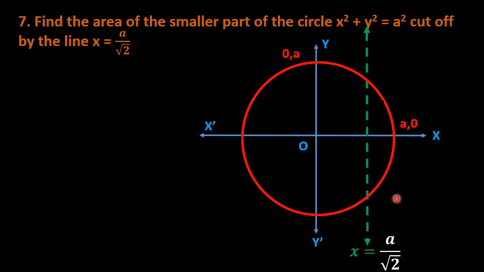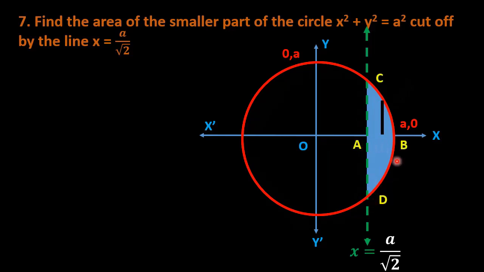Now the area of the smaller part of the circle is this area. So this is the area of the larger part of the circle. So we need to find this area. So let me name this area ADBC. So this area is symmetric about the x-axis. So if we calculate the area of this upper half ABC, and then multiply by 2, then we get the total area.